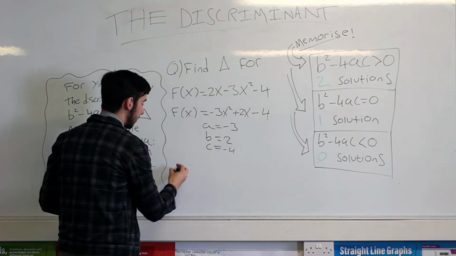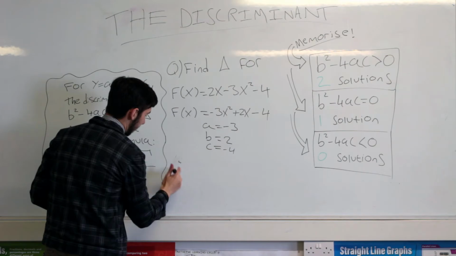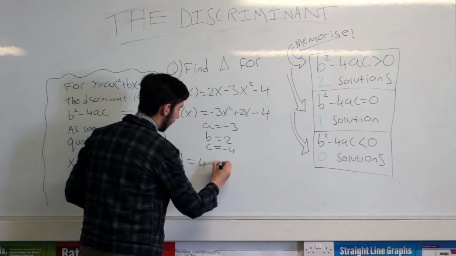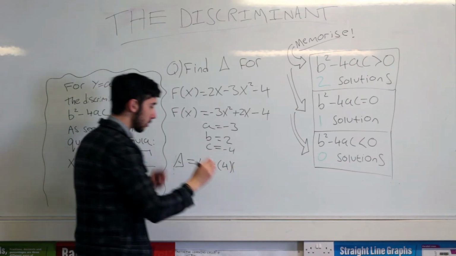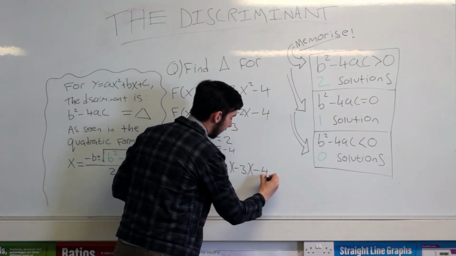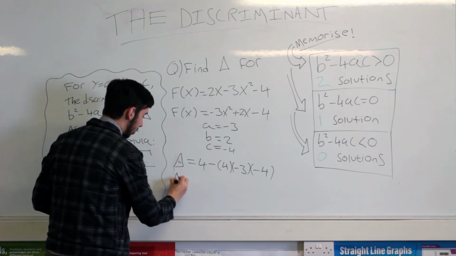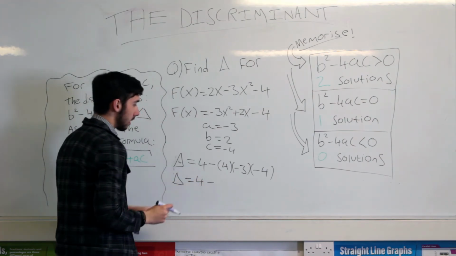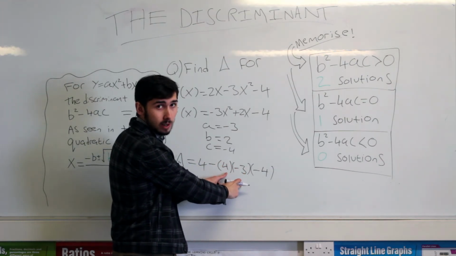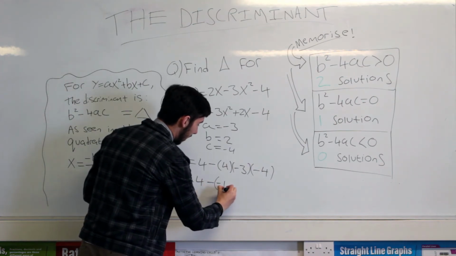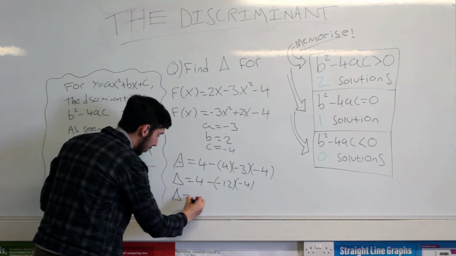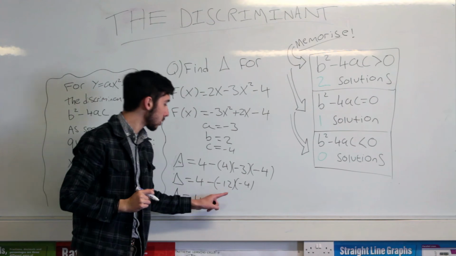b squared, that's 2 squared, which is 4. Actually, I need to write discriminant equals 4, that's the b squared, minus 4 times a is minus 3, times c is minus 4, and we're going to calculate what this is. So the discriminant is 4 minus, let's start, because this is a bit complicated, let's just do the 4 and the minus 3 first. 4 times minus 3 is minus 12, so it's going to be minus 12 times minus 4, because the minus 4 hasn't changed.